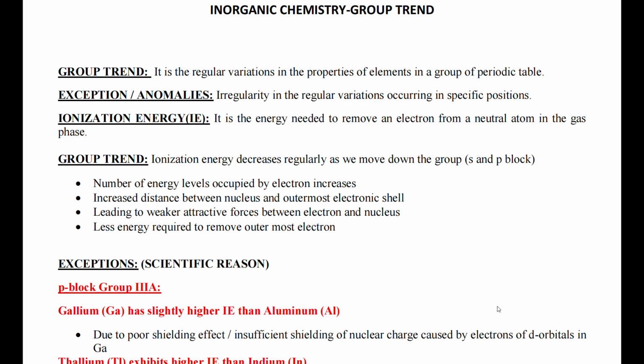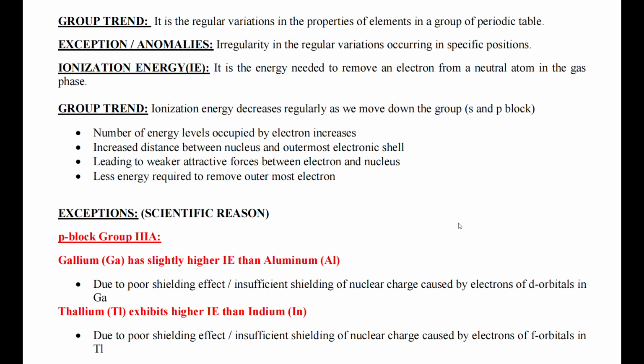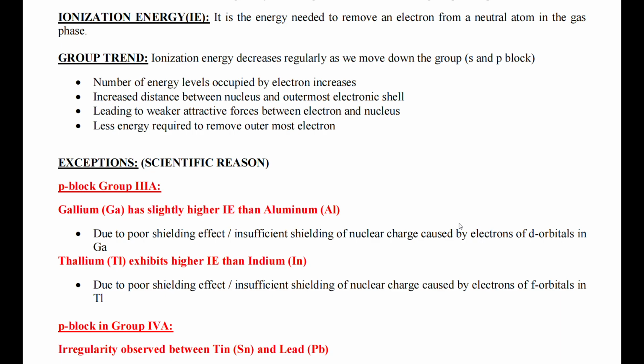Since the attractive forces have decreased, they are now weaker. So less energy will be required for the removal of the valence electron from the atom in the gaseous phase. Therefore, the group trend for ionization energy is decreasing. But there are a few exceptions from the normal behavior. What does it mean? It means the ionization energy should have decreased down the group, but here it is increasing. And why is it so?